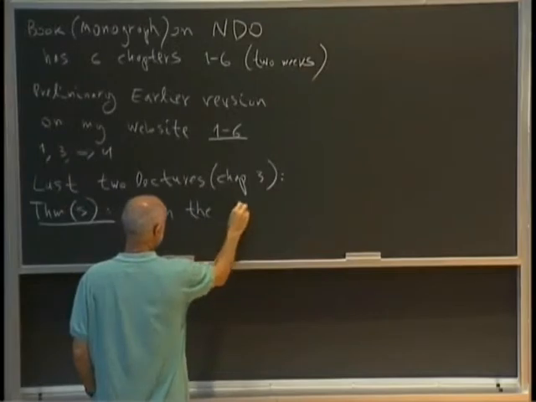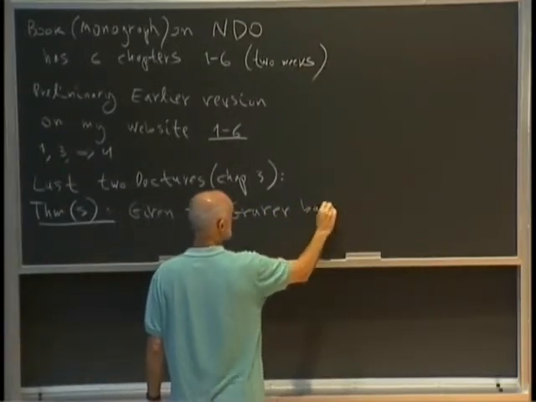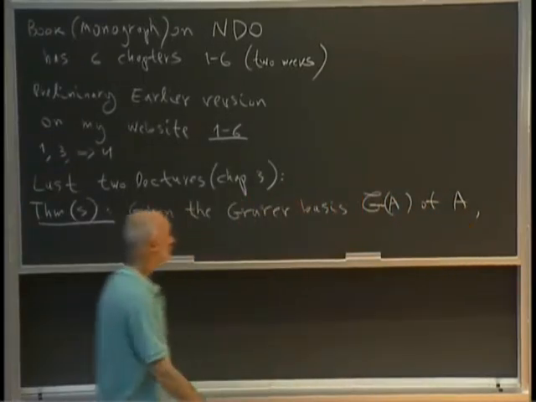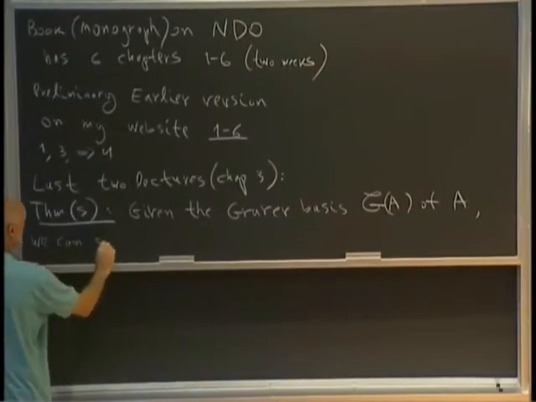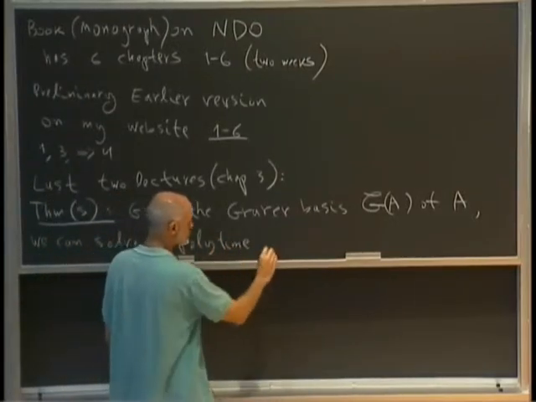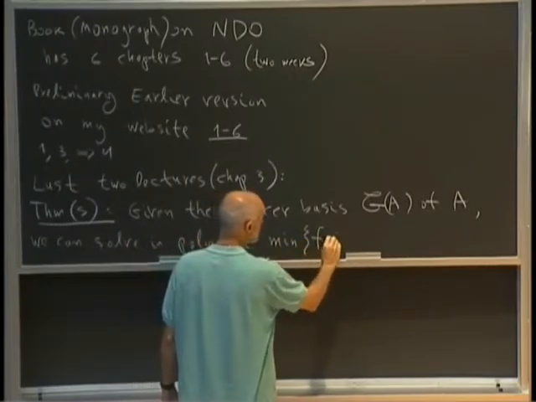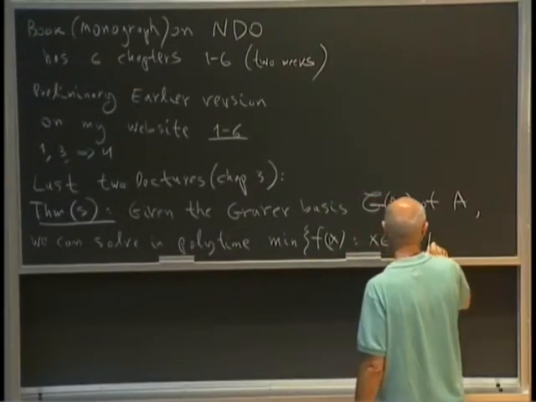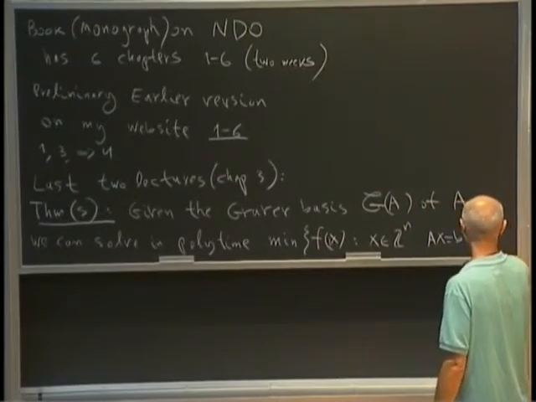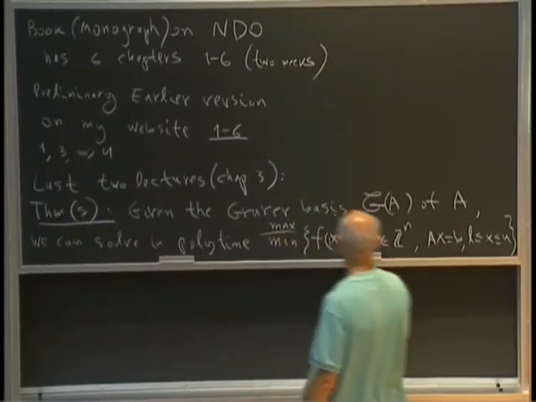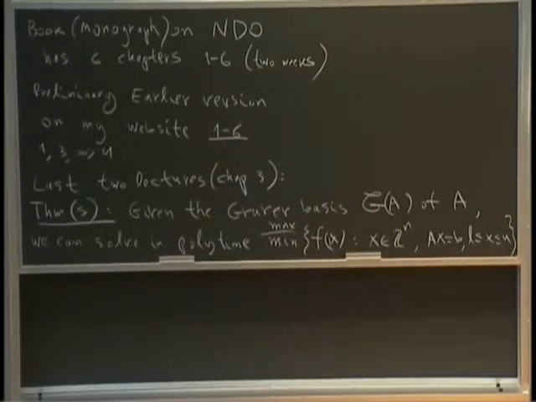Given the Graver basis of A, we can solve in polynomial time various linear and nonlinear integer programming problems in this standard form, min or max, mostly min. So this was what we developed in the last 2 hours.